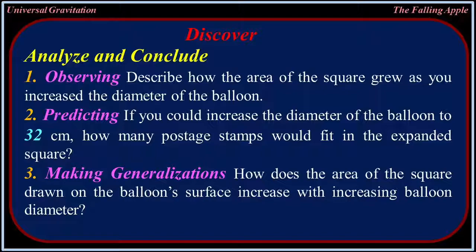Analyze and conclude. 1. Observing. Describe how the area of the square grew as you increased the diameter of the balloon. 2. Predicting. If you could increase the diameter of the balloon to 32 centimeters, how many postage stamps would fit in the expanded square? 3. Making generalizations. How does the area of the square drawn on the balloon surface increase with increasing balloon diameter?